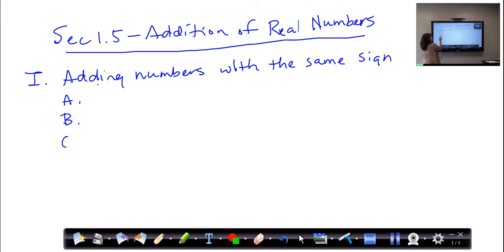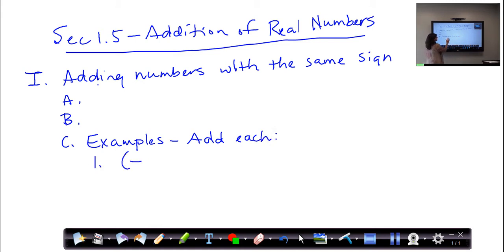We'll come back and fill these in just a minute. Let's take a look at a few examples first. In each of these examples, we're going to add. So the first example says I have a -6 plus a -2. Notice that the two numbers have the same sign.